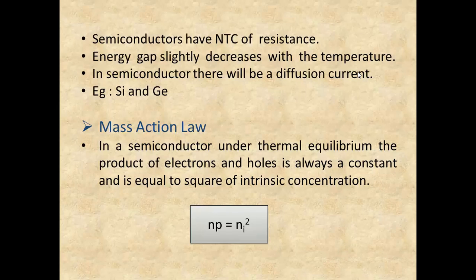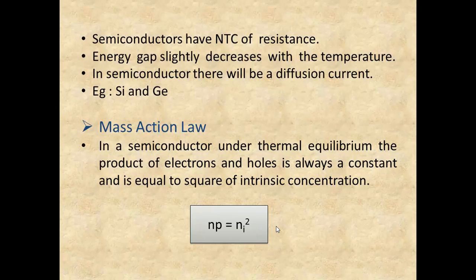Now what does the mass action law say? In a semiconductor, which can be intrinsic or extrinsic, under thermal equilibrium the product of electron and hole concentrations is always a constant and is equal to the square of the intrinsic concentration. The same definition we have mentioned in the block, and you can see np represents the product of electrons and holes, and that is equal to the square of the intrinsic concentration.